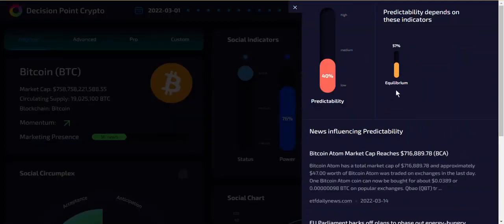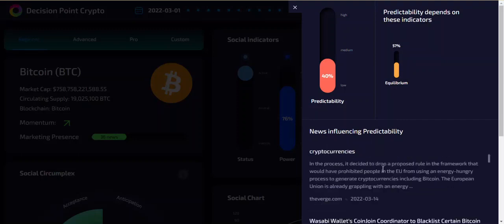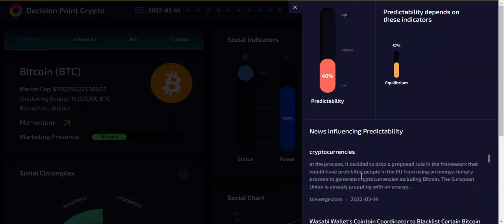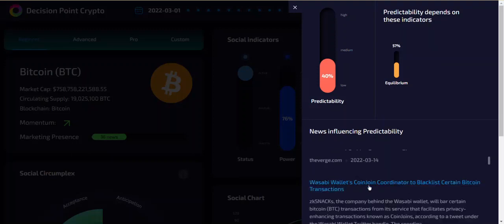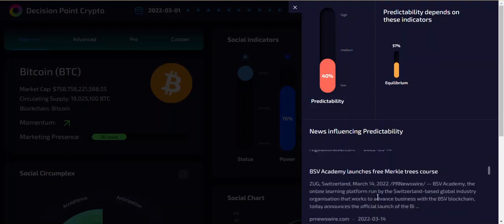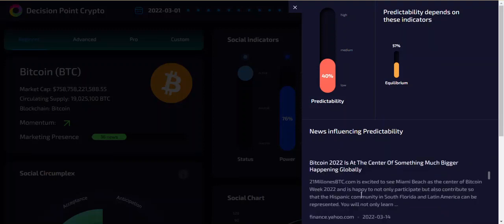Predictability depends on, it looks like, equilibrium, right? You can go into the news affecting its predictability, and go down here. One of the things affecting its predictability is what crypto is doing in general, right? And you can take a deep dive into any one of these articles.